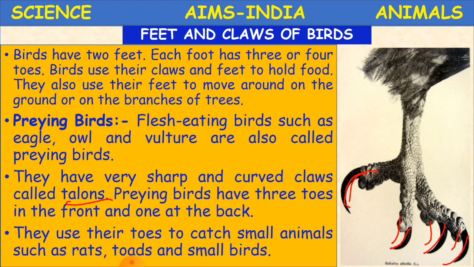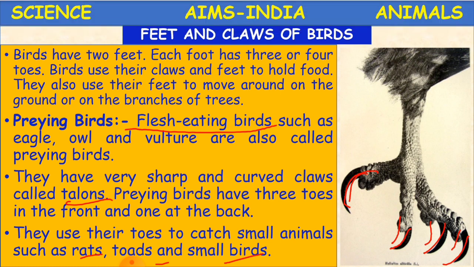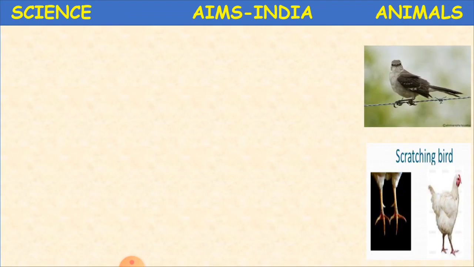So why do they use their toes, children? To catch small animals. Like what type of animals? Like rats, toads and small birds. Why? Because they are flesh eating birds. So that is why they catch the small animals and they are going to eat them as their food. Clear? Okay, children. Now we'll go to the other type of birds.